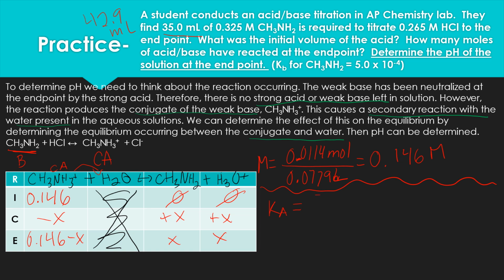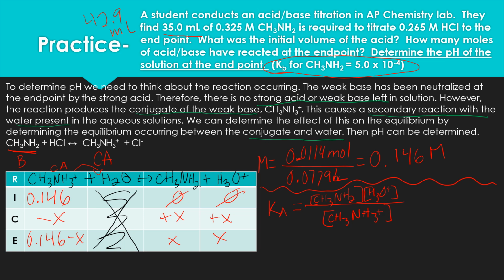We would have the product CH3NH2 times H3O+ or H+ over our reactant CH3NH3+. So that's our expression. Now we don't have a Ka value. If we look up here, we have a Kb value, but we can switch between those two. I'm going to do that over as a side calculation.